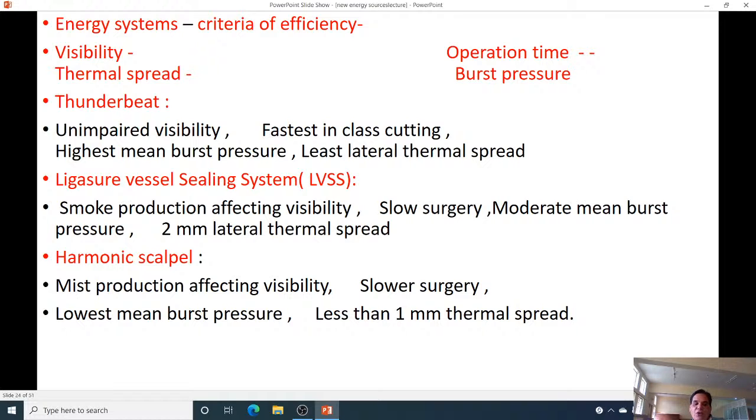Harmonic scalpel, which is a gem of today, but there is mist production. Mist production will impair the visibility. Harmonic scalpel is slow to act. It is a slower surgery. It has the lowest mean burst pressure. That is one of the positive sides. And lateral spread is only 1 millimeter. So this is one of the best instruments available today.